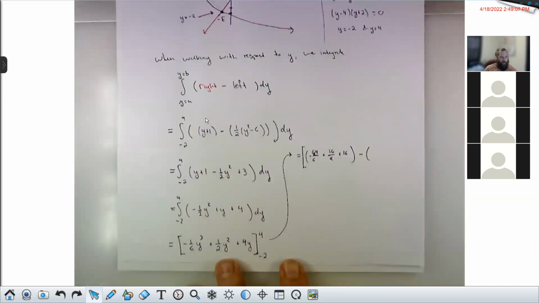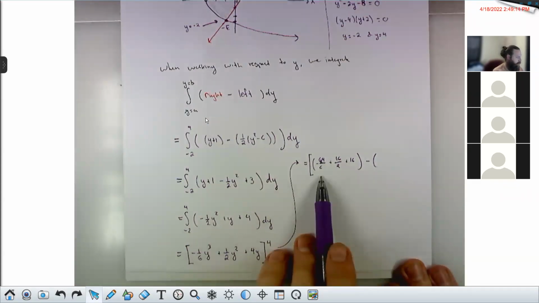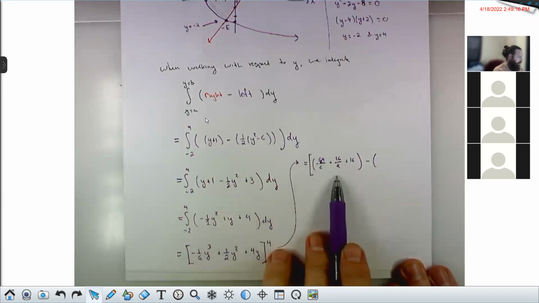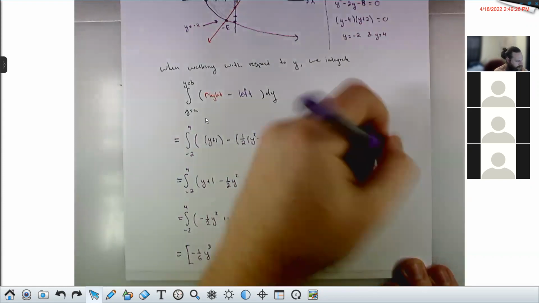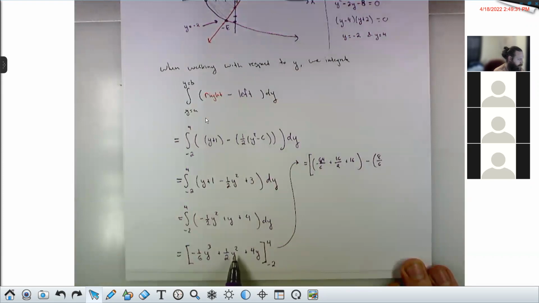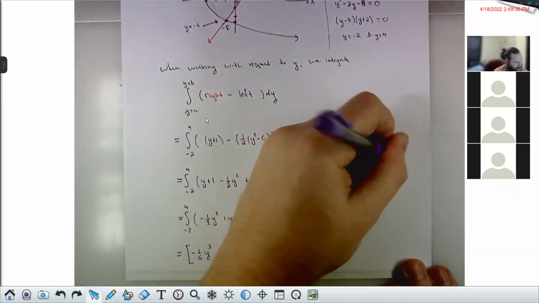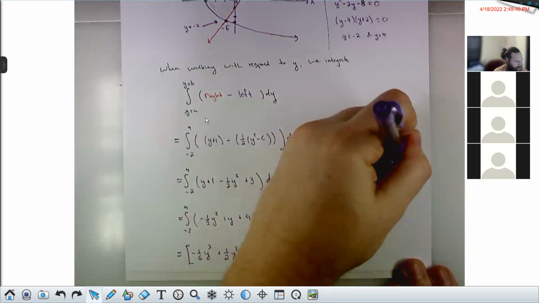Let's continue with our evaluation. When we plugged in 4 here, we got negative 64/6 plus 16/2 plus 16. When we plug in negative 2, cubed is negative 8, so that will make this a positive 8/6. Negative 2 squared is positive 4. 1/2 times positive 4 is plus 2. And negative 2 times positive 4 is minus 8.